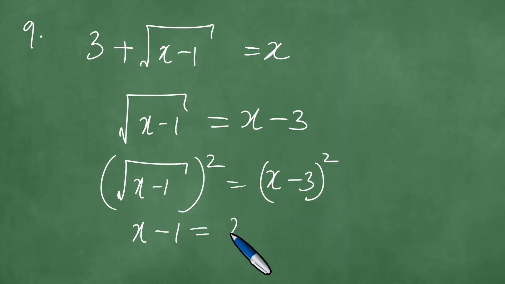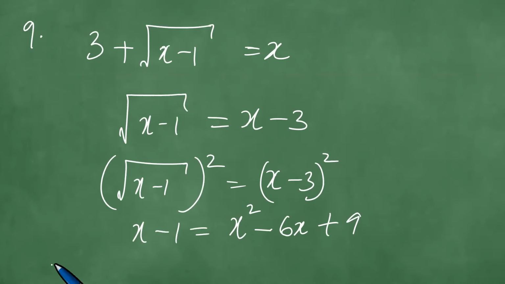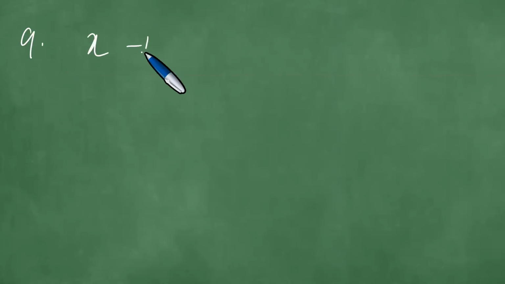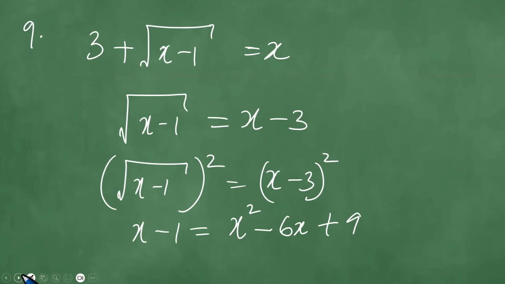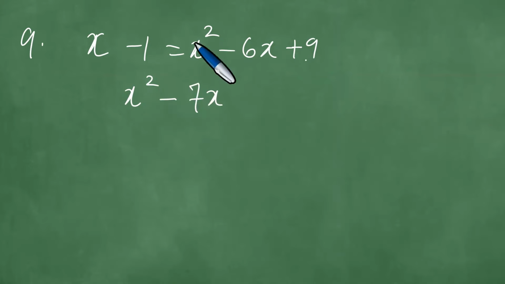Right. So we have x now. We square x, you have x squared. Then you have here minus 6x, because you multiply x by 3 by 2, we get minus 6x plus 9. So you have x minus 1, which is x squared minus 6x plus 9. Which means x squared, you move the x to the other side, which is minus 7x, and you move the 1 to the other side, which becomes plus 10.